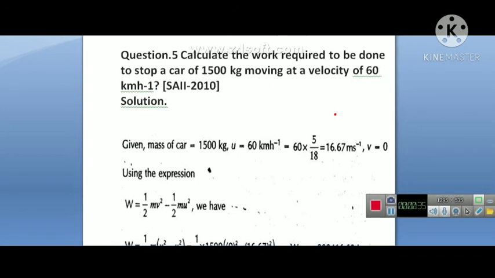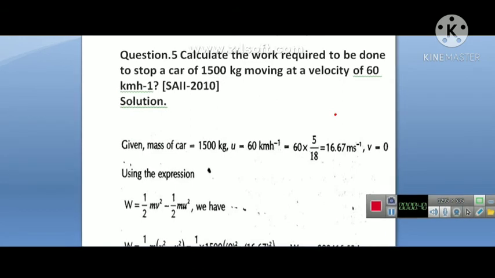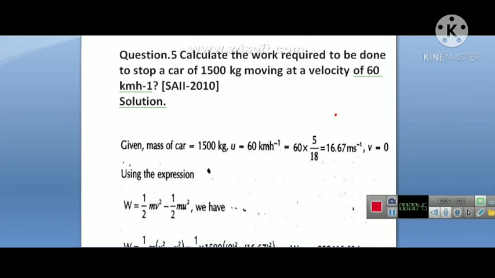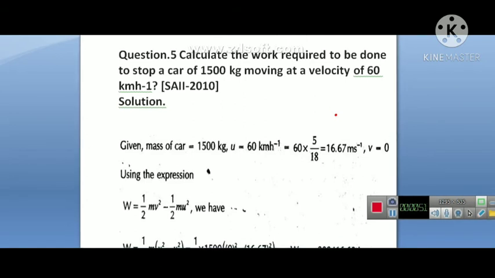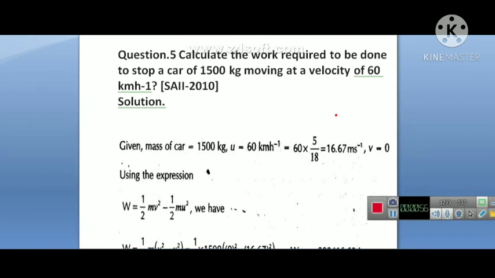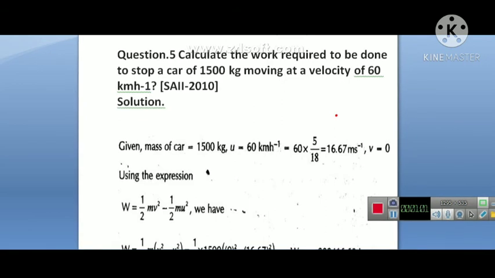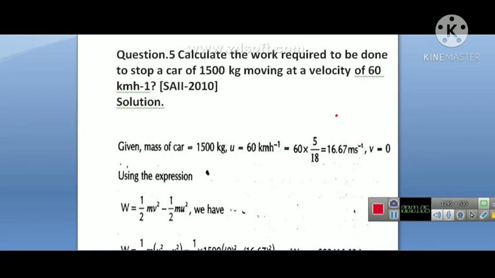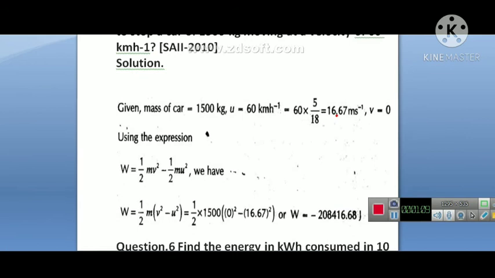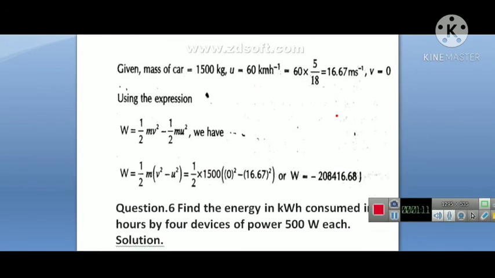Question 5. Calculate the work required to be done to stop a car of 1500 kg moving at a velocity of 60 km per hour. Now see the given values. Here they have told to calculate the work done, and values are given about its mass and velocity. So work done will be equal to change in kinetic energy. Therefore we can use here the equation work done equal to kinetic energy equal to 1/2 mv square.